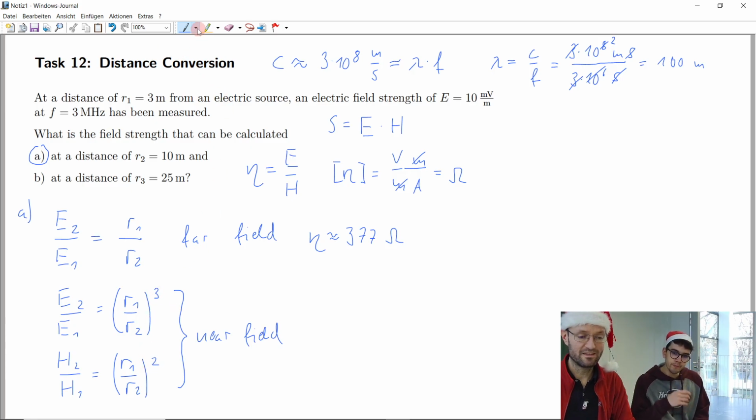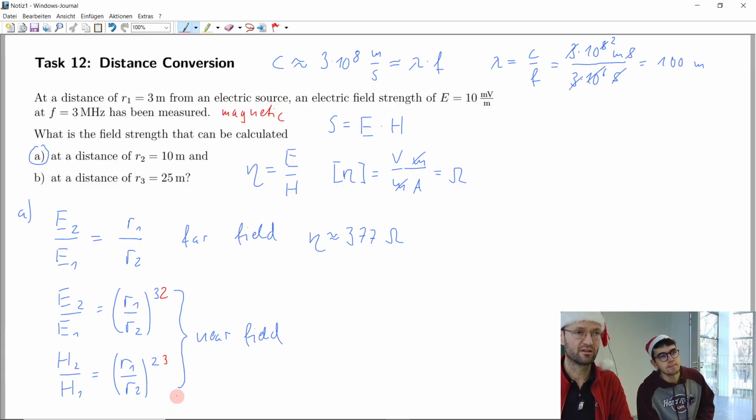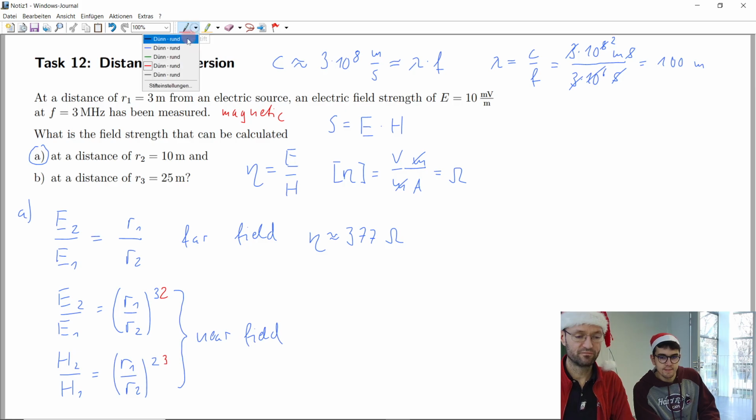If we would have a magnetic source, let me just use a different color. If we would have a magnetic dipole, then this would be a factor of 2 instead, and this would be an exponent of 3 instead. Because close to the magnetic dipole, we need more magnetic field. And close to the electric dipole, we need more electric field. That's why these powers.